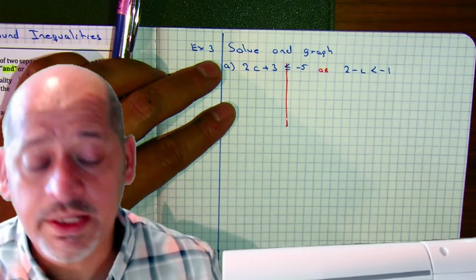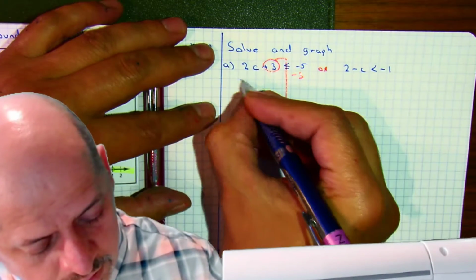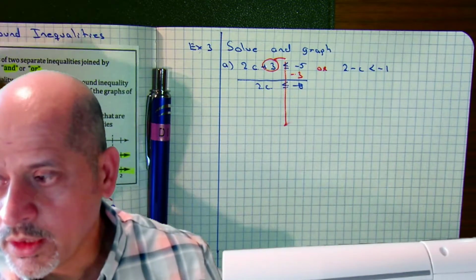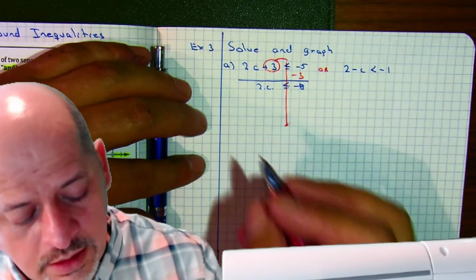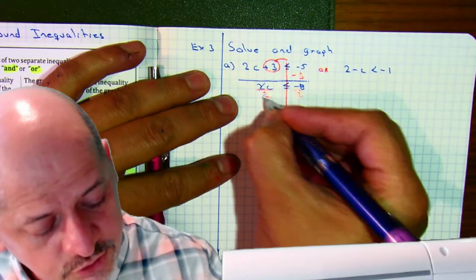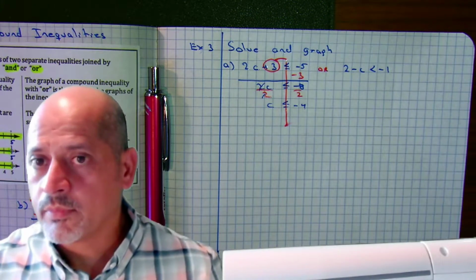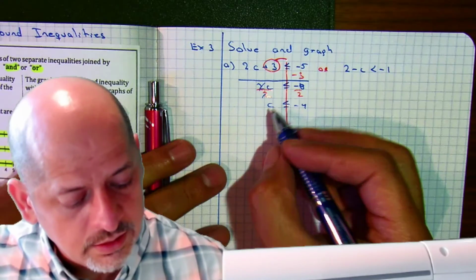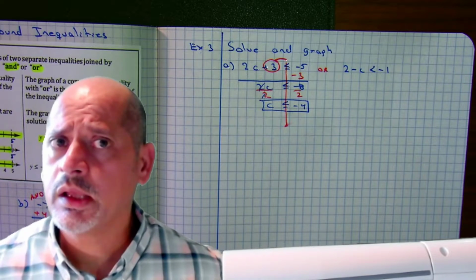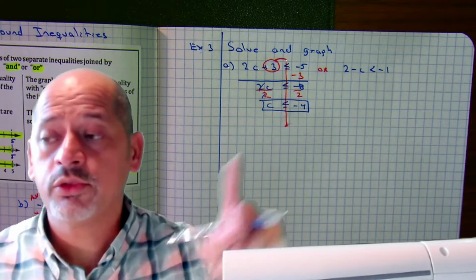I'm going to leave the c by itself, so therefore I'll move my 3 to the right because I say -3. And now I have 2c is less than or equal to -8. And now I'm going to divide by 2. My 2's cancel, so therefore I have c is less than or equal to -4. And this is one of my answers. Do I need to flip the inequality? Do I need to reverse it? No, because I divide by a +2.